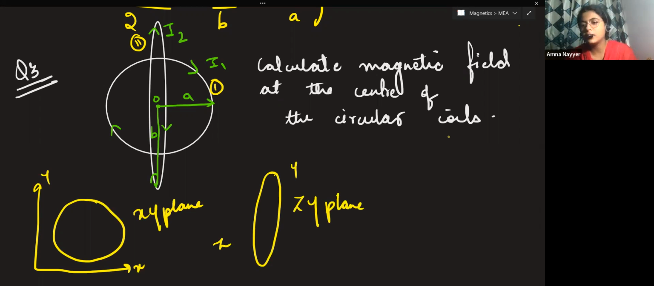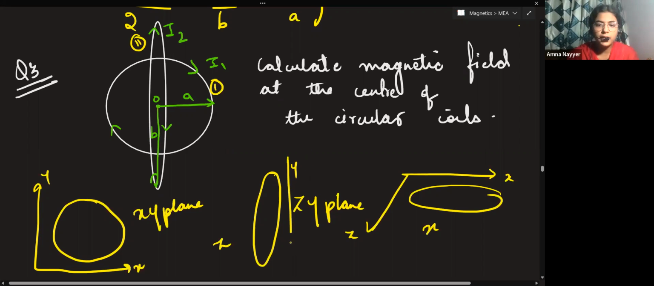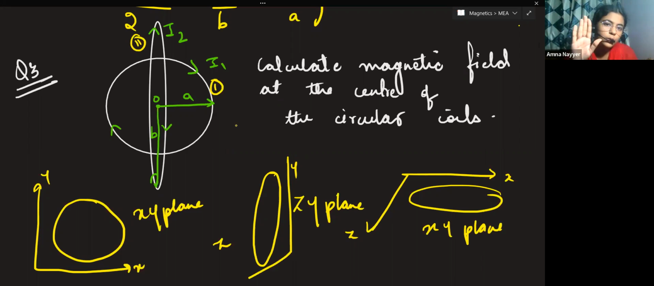And then you have this, which is in this plane, between the x-axis and z-axis. This plane means this part. If this is the y-axis and this is the z-axis, this is known as the yz plane. So in this question, the first coil is given to you in the xy plane, like this, and the second one is given to you in the zy plane. So the other coil is kept like this.